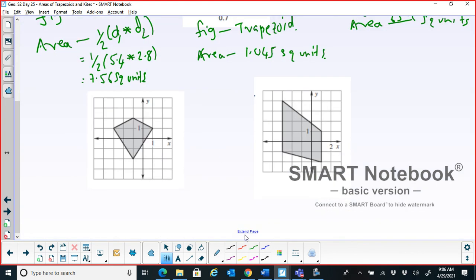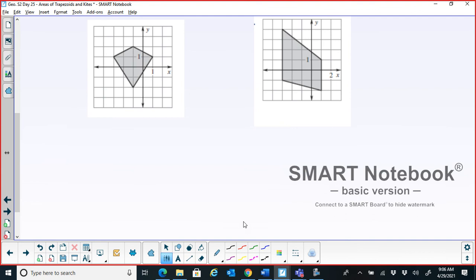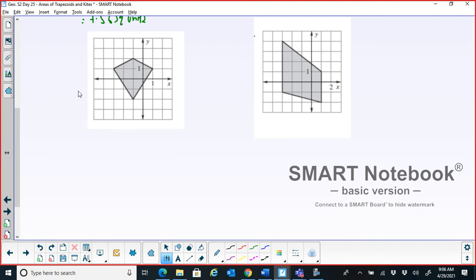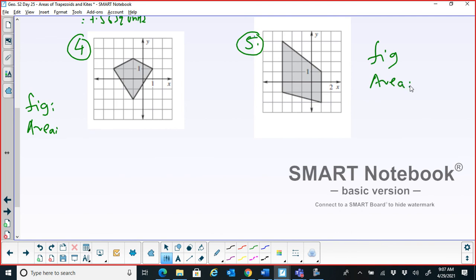I want each of you to try these two problems, problems 4 and 5. Once again, I'll give you a minute or so. Find these areas. Classify the figure first. Tell me which figure and what the area is. For problem 4, say the figure and area. I'll give you a couple of minutes here.